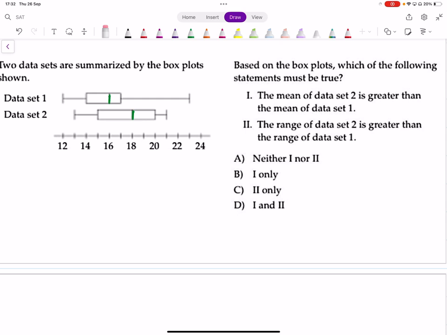What about the range? The range of dataset 2 is greater than the range of dataset 1? No, it's the opposite. The range of dataset 1 is greater than the range of dataset 2. Both of them are incorrect. So it's neither 1 nor 2.